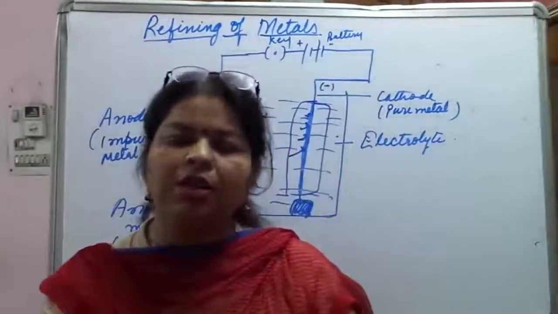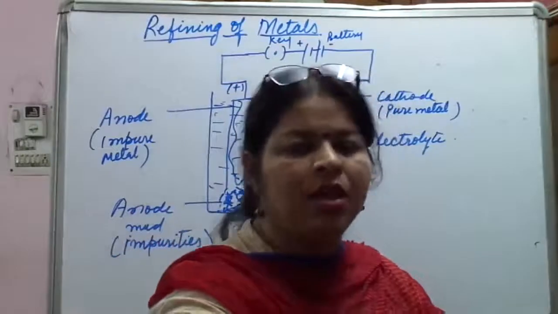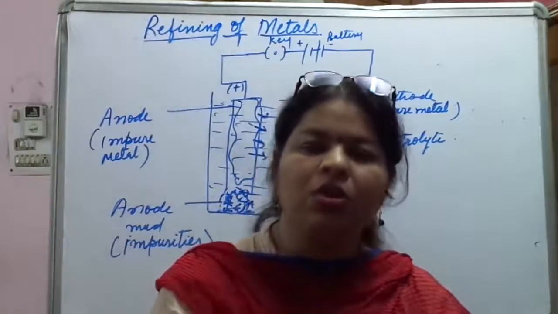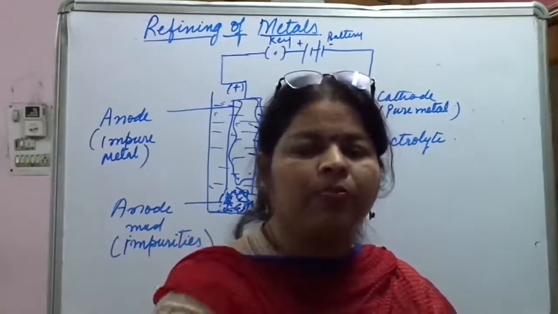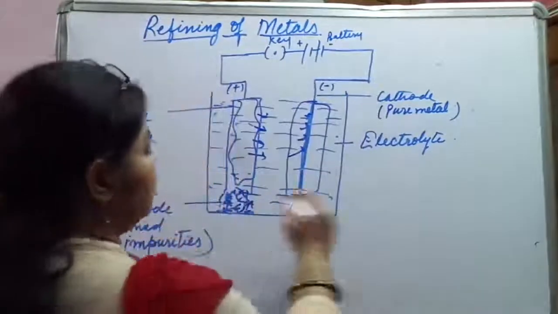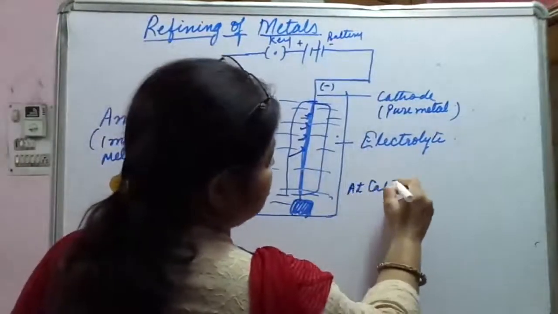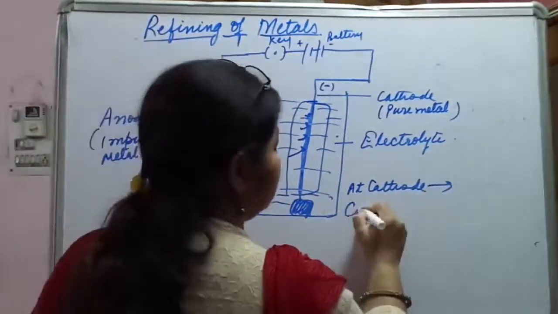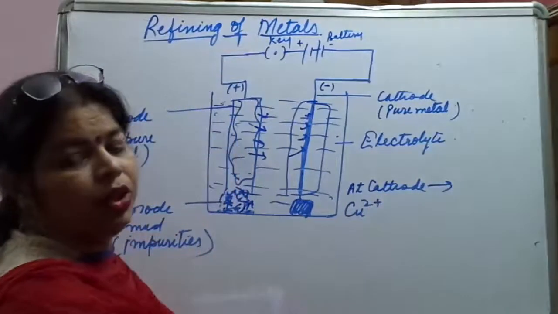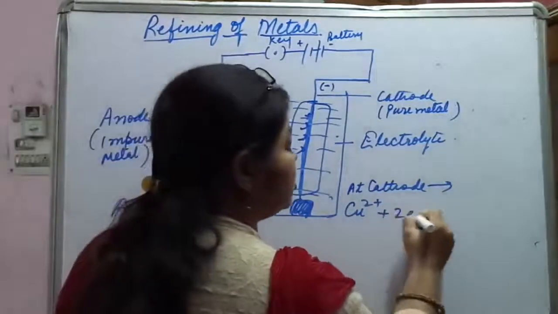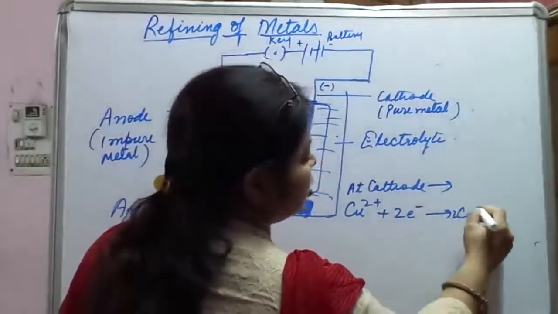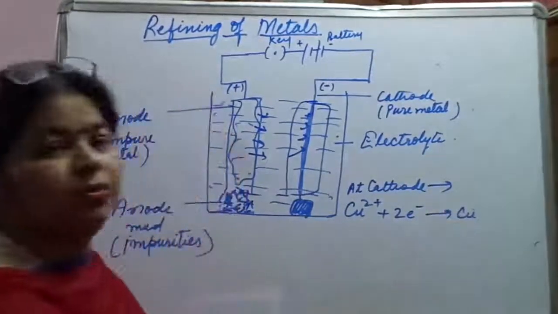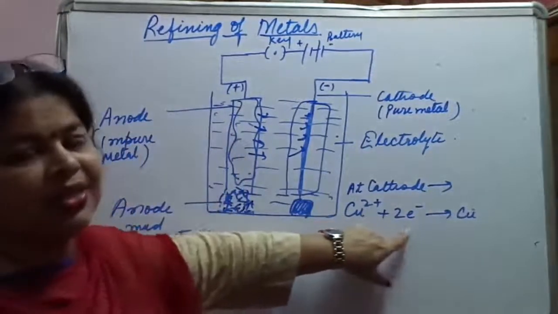So this is about the electrolytic refining, and we can use it for copper, zinc, as we have mentioned right now. So what will happen if I take the case of copper? What is going to happen at the cathode? The copper Cu2+ is going to take 2 electrons and become Cu, copper metal, okay, balancing the charges.